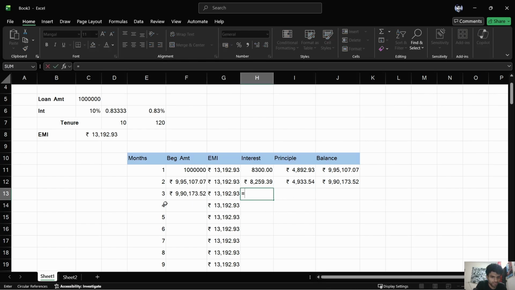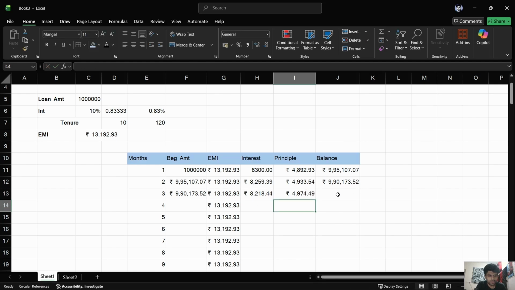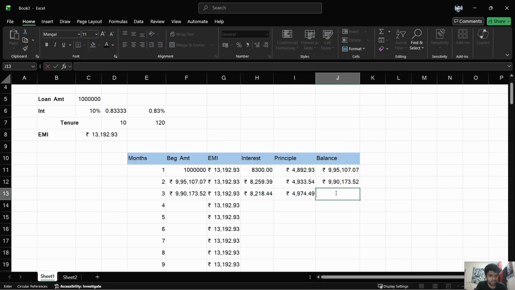Similarly, we will be taking it from the balance amount, and we will do this till row 4. We'll be taking this cell into 0.8%, and principal is EMI minus interest, 4,979. And beginning amount minus principal, we will be getting 985,99.03.